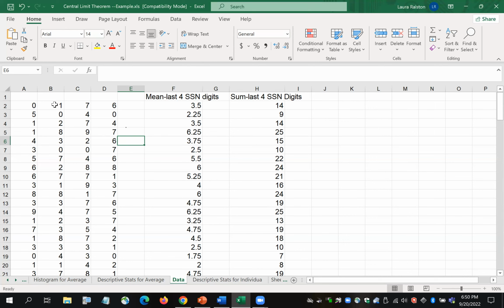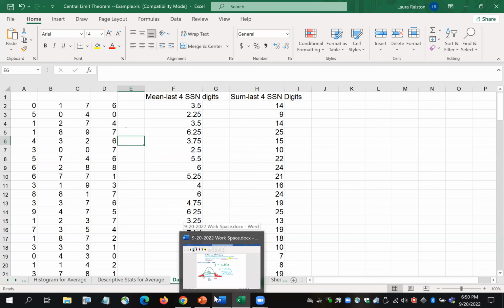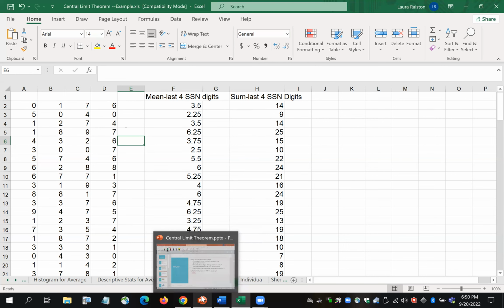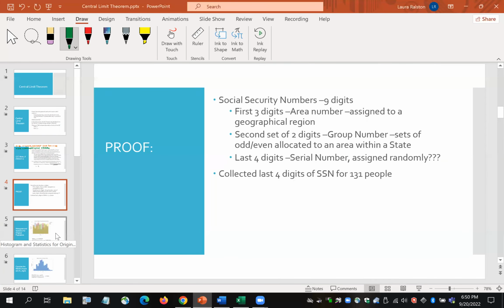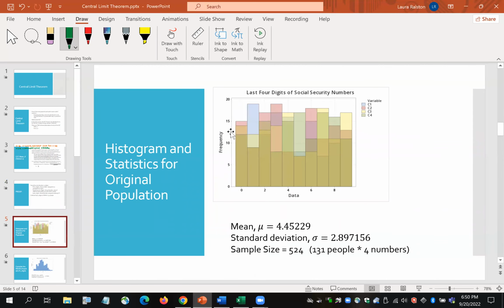Okay, so 0, 1, 7, 6 would be the last 4 digits of that individual's number. Then I took each one of those columns and created a histogram. Let me get back to the PowerPoint. Okay, and when I do that, look at this histogram. This is the histogram of the last 4 digits of the Social Security numbers for those 131 people.